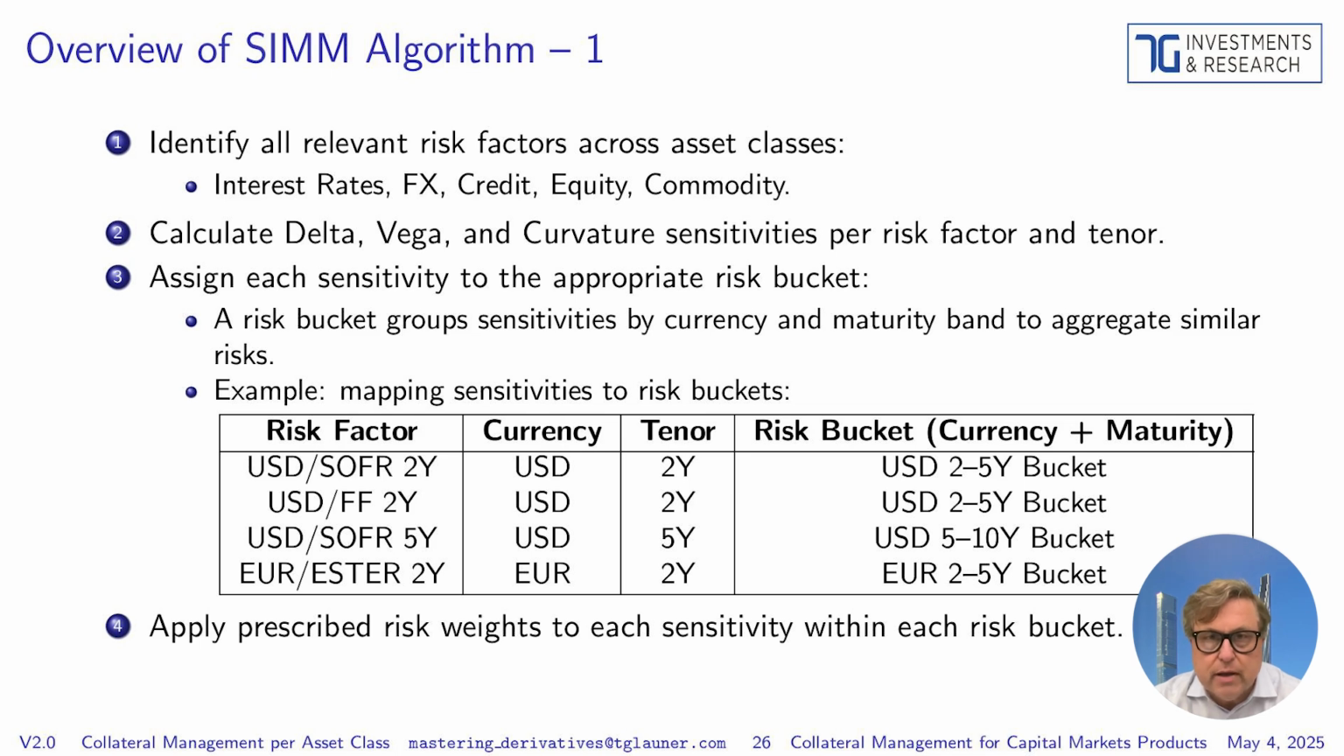For example, mapping sensitivities to risk buckets involves categorizing them based on currency and maturity bands, such as USD 2 to 5 year or Euro 2 to 5 year buckets. You can see that the 2-year SOFR sensitivity and the 2-year Fed funds FF sensitivity all go into the USD 2 to 5Y bucket. Then apply prescribed risk weights to each sensitivity within its respective risk bucket.